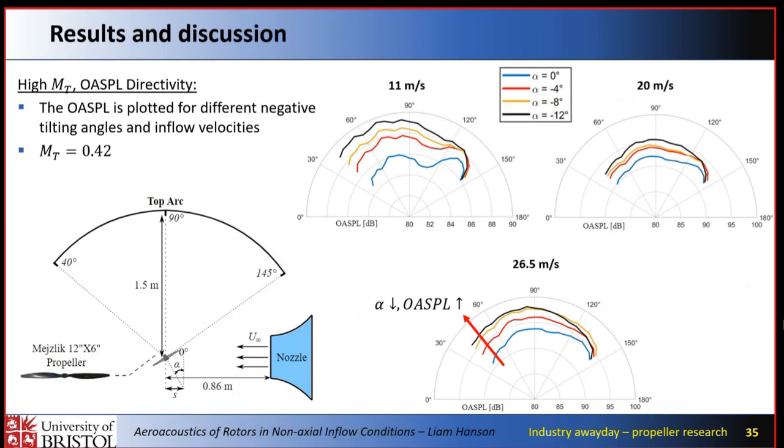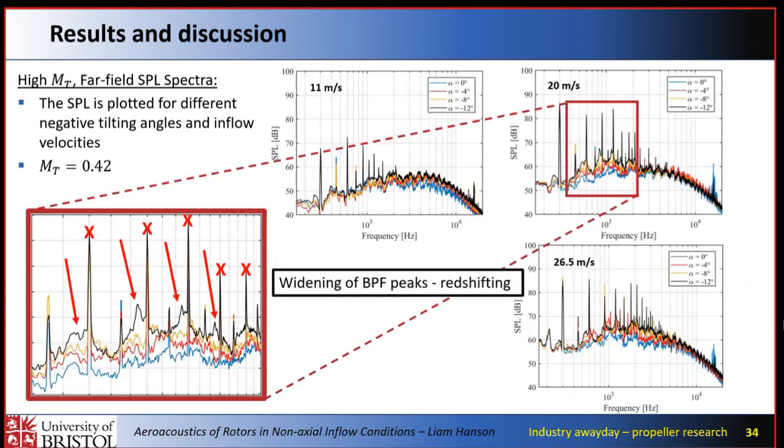So overall, what does that mean? Even small amounts of negative tilting, you're getting notable differences in the overall sound pressure level. Even 8 degrees is giving 3, 4 decibels. And as you increase the inflow, that becomes worse. So 4 decibels or so increase in negative tilting overall. But as shown previously, a lot of changes in the tones, which we know are associated with annoyance and other factors such as that.